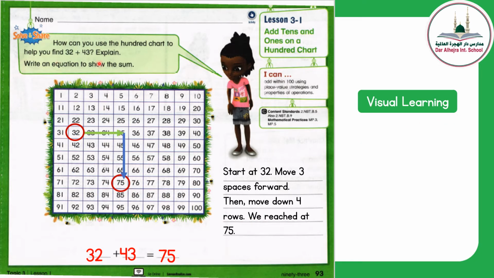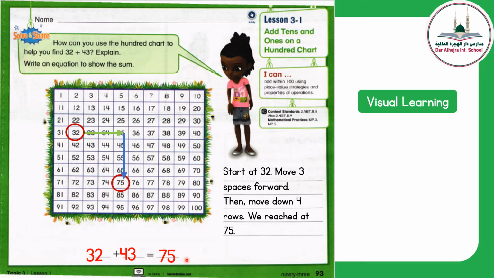Here is the other way to solve the same equation. In this way, we again start at 32, but this time we add the ones first. I can see there is number 3 in the ones place, so I'll be moving 3 spaces forward first. Then I will add tens, and I can see there is 4 in the tens place, so I'll be moving down 4 rows, 1, 2, 3, 4. Again, I have reached the same place, that's 75.